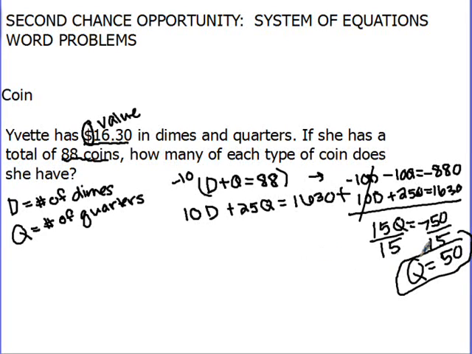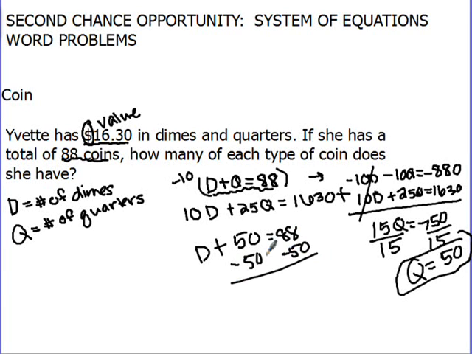How am I going to figure out the number of dimes? Well, remember, this equation right here is the best one to plug it back into. So we're going to say, okay, D plus, instead of Q, I'm going to substitute in 50 equals 88. Subtract 50. So how many dimes are there? There are 38 dimes.